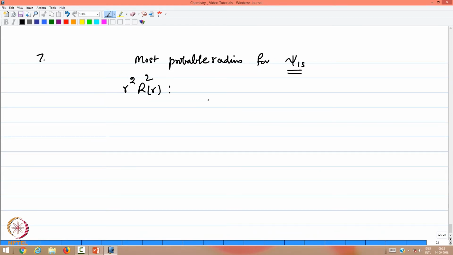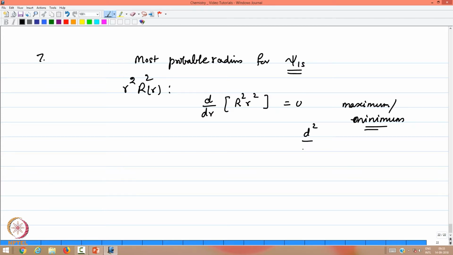So the most probable radius is to find out the maximum value, namely d by dr of r square times the radial function square, set it equal to 0, which gives you either a maximum or a minimum. It gives you an extremum, and then from the value of that r, calculate the second derivative of the same function and find out for which of these this is negative. That value of r is the one for which we have the most probable radius.